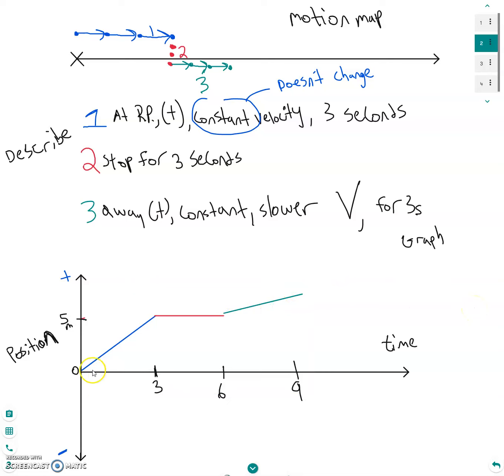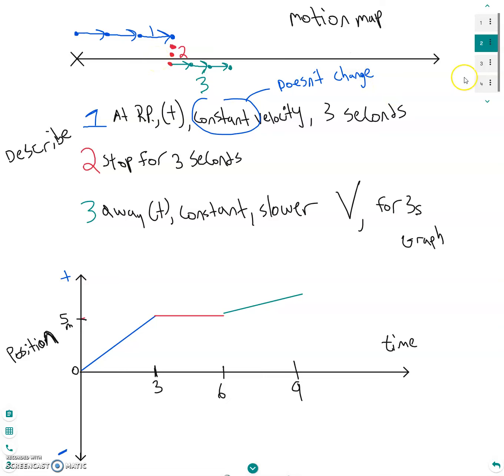So if we describe this graph, you can see on this graph we're going in the positive direction with a constant velocity for 3 seconds. Then we stop and wait for 3 seconds, right? And then we're still moving in the positive away from the reference point, but with a slower constant velocity for 3 seconds. Okay, so that's how you would do one of these basic problems. And the key to doing this is being able to write this description. If you can write this description, you'll be able to go back and forth between these two things really easily.